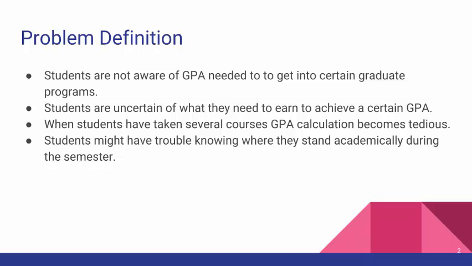One of the main problems is that it is not always evident what is needed for a student to get into a certain graduate program. Often students don't bother trying to calculate what is needed to get a certain GPA. Even if students are willing to calculate their GPA, it can become tedious once they have taken a number of credits. Furthermore, besides issues calculating GPA, it is sometimes hard for a student to determine where they stand during the semester.